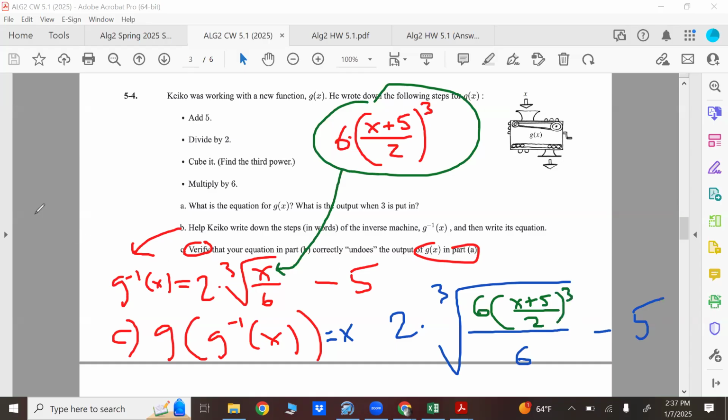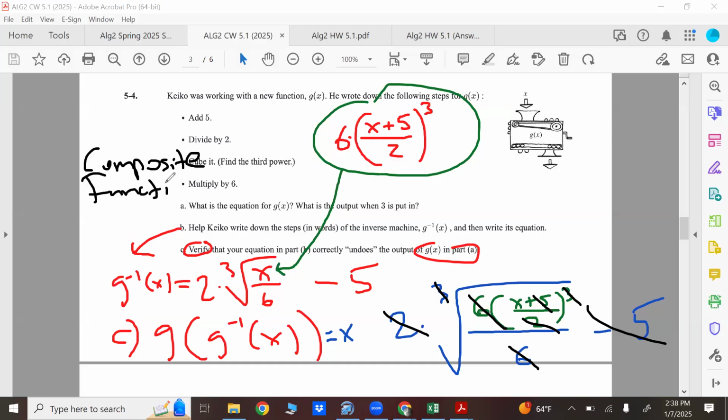You see how these just go away. Then you see how these just go away. You see how these go away. And those just go away. You just get X. That's how you would verify it. It's actually called a composite function. Just X. We're going to see more of these later on.